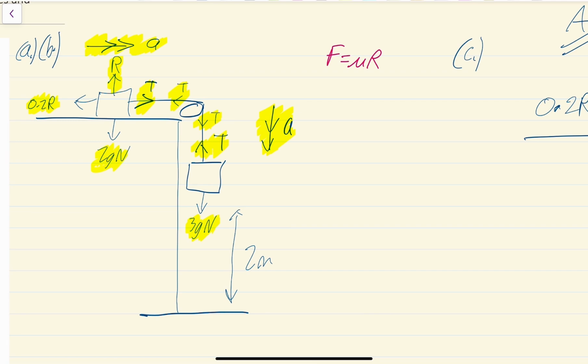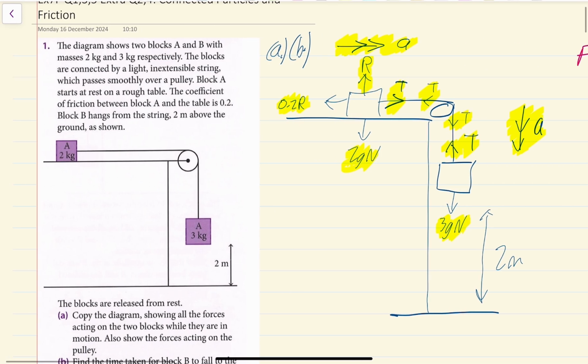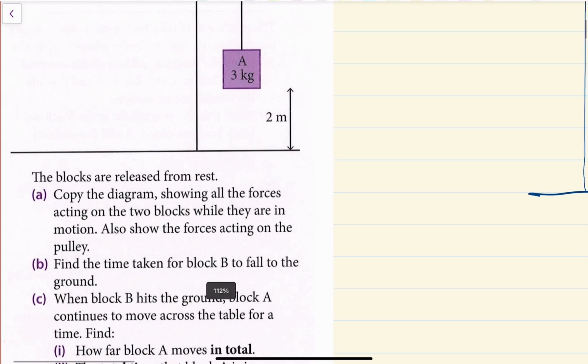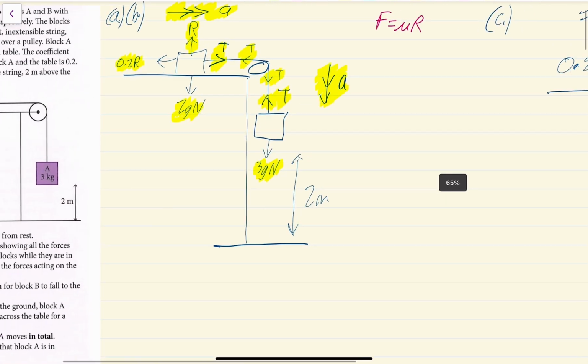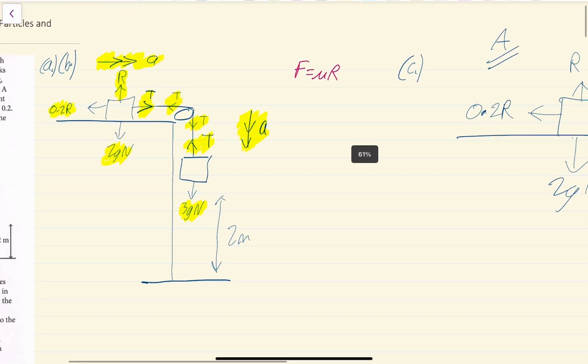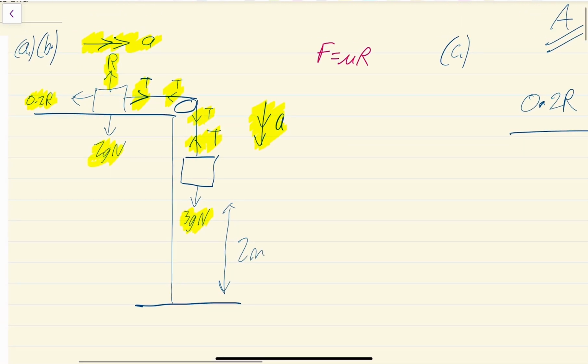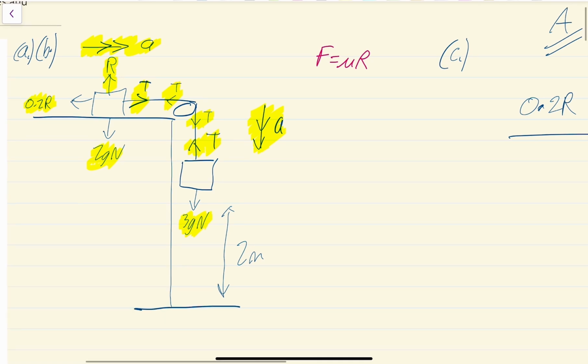So what this question asks us to do in part B is find the time taken for the block B to fall to the ground. So we need to find the acceleration first of all. So we're going to use this diagram and consider the whole system. Let's make this a wee bit thicker so that we can see it.